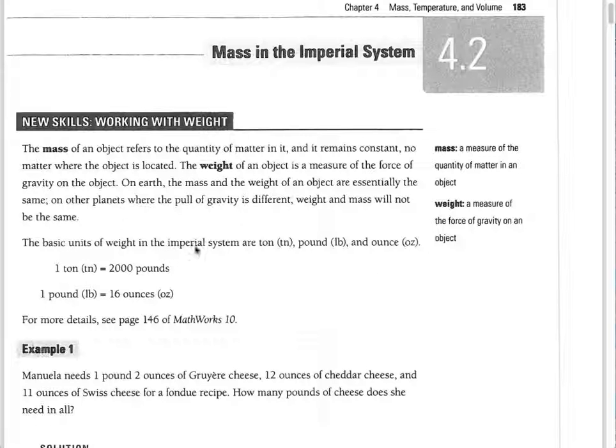Basic units of weight in the imperial system. Now here they are using weight again when we really mean mass. So mass and weight will be interchangeable in this unit. We use tons, pounds, and ounces. Notice that they're giving you a conversion factor here: 1 ton is 2,000 pounds. So remember that. You'll need to use it. And 1 pound is equivalent to 16 ounces.